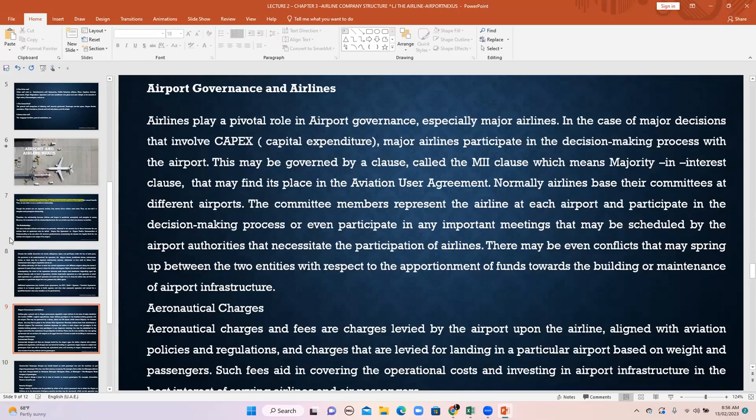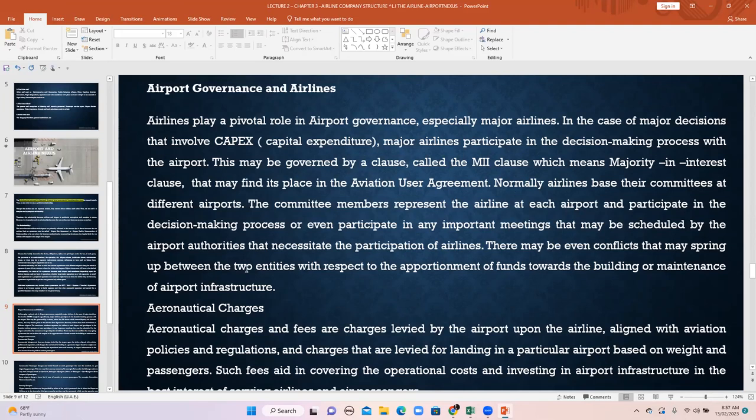Now, we all know that airlines play a pivotal role in airport governance, especially major airlines. In the case of major decisions that involve CapEx, what is CapEx? Capital expenditure. So any major decisions that involve capital expenditure, major airlines participate in the decision-making process with the airport. So we are talking about airports here, how airlines and airports integrate with one another, what the relationship between them is, and what decisions major airlines may intervene in. Sometimes, in case it includes a CapEx decision, major airlines are allowed to participate in the decision-making process with the airport. This may be governed by a clause called the MII clause, which means majority in interest clause, that may find its place in the aviation user agreement.